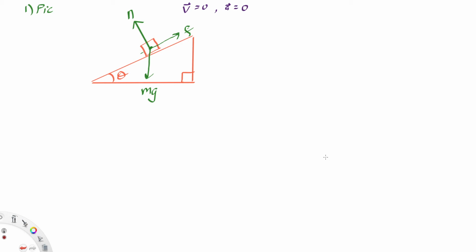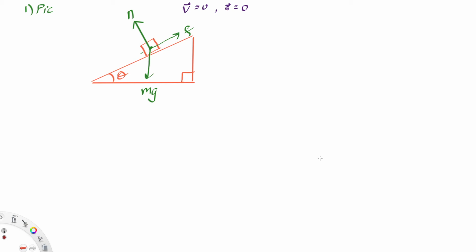Is normal always perpendicular to friction? That's an excellent question, Jasmine, and the answer is yes. So normal forces will always be perpendicular to the surface that they are on, and frictional forces will always be parallel to the surface that they are on.